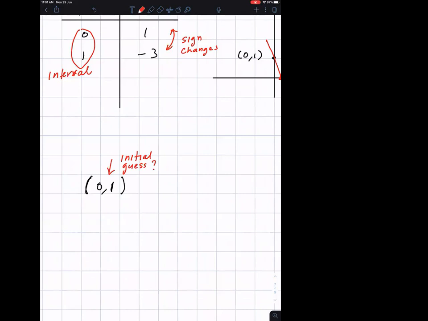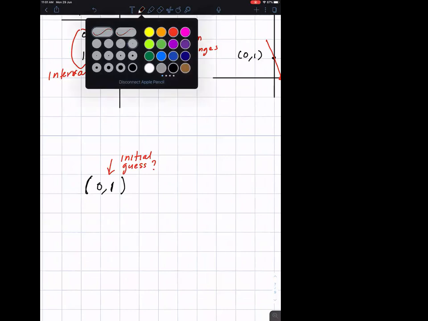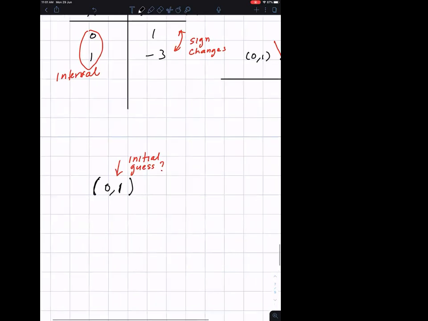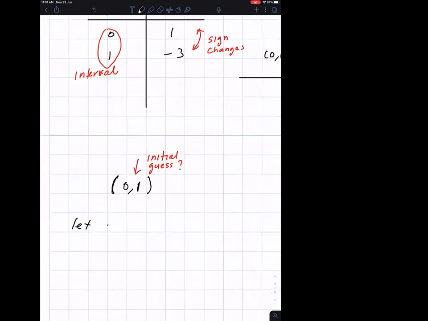So you can choose, in this case, I'm choosing my initial guess to be somewhere in between. You can choose 0, 1, okay, for convenience, integers. But if you choose something very close to the actual root, you can quickly converge to the solution. So let x naught be 0.5 in this case.